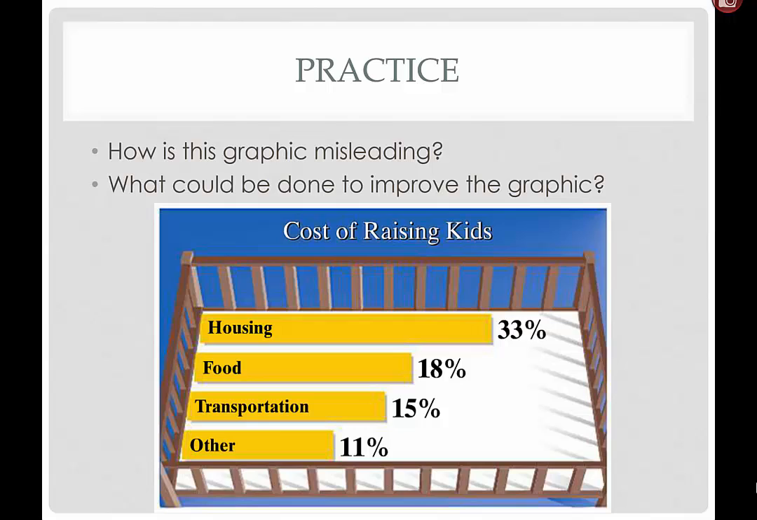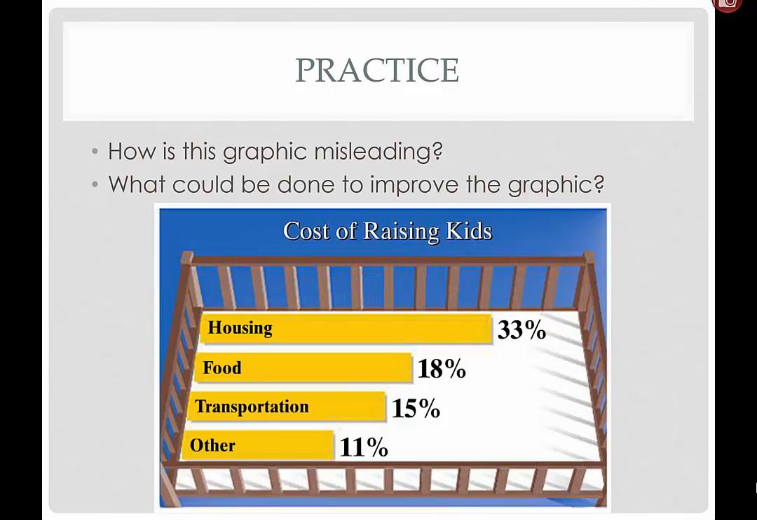Now, what do we notice about the percentages, first of all? They don't even add up to 100%. The total percentage is only 77%. So what happened to that other 23%? Who knows? Because they've got an other category. So what's in other and what's missing? Okay, and so that part of the graph is misleading.